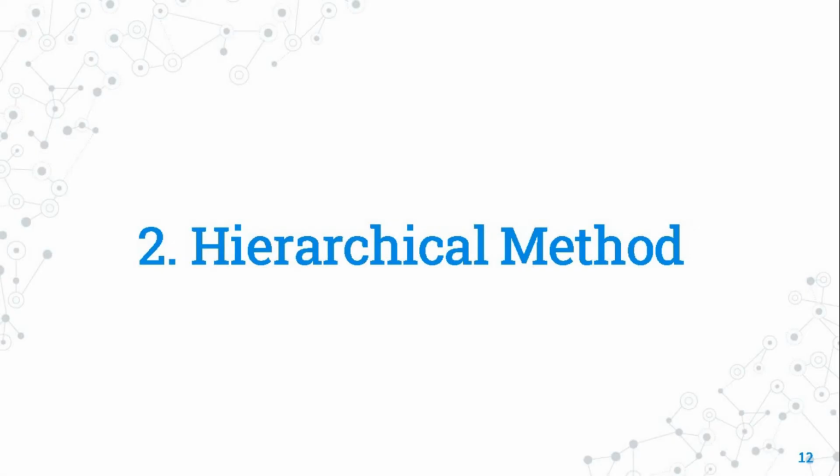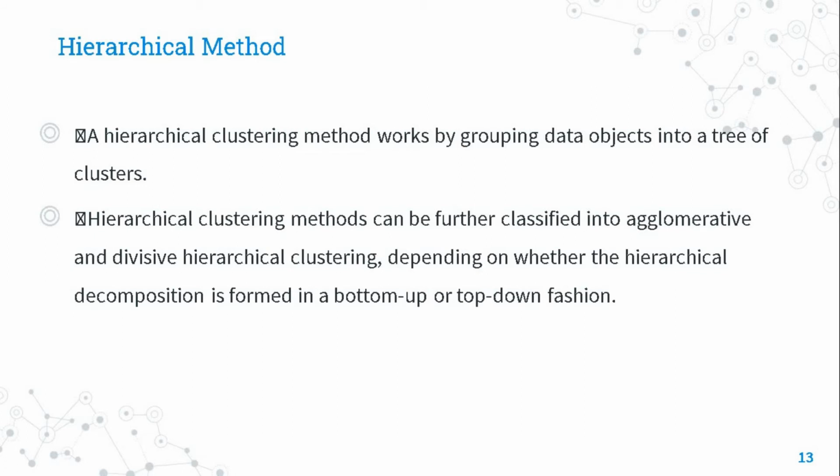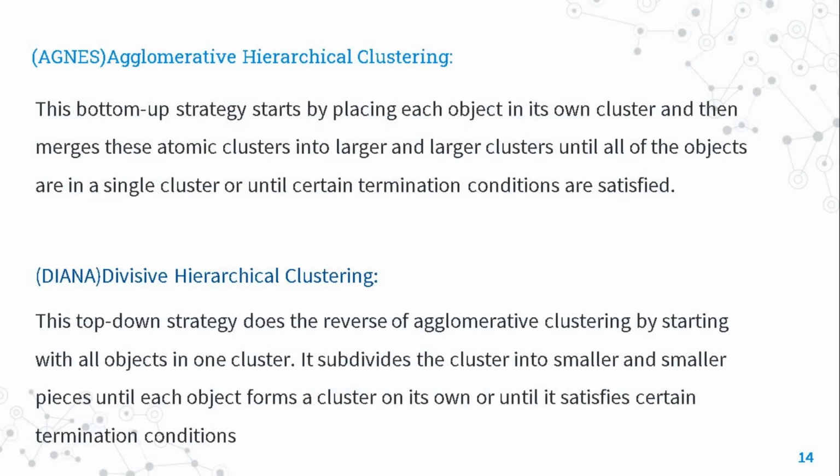Another method is the hierarchical method. A hierarchical clustering method works by grouping data objects into a tree-like structure of clusters. Hierarchical clustering methods can be further classified into agglomerative and divisive hierarchical clustering, depending on whether the hierarchical decomposition is formed in a bottom-up or top-down fashion. So, the hierarchical method is classified like a tree, and there are two types. It can be a bottom-up or a top-down approach.